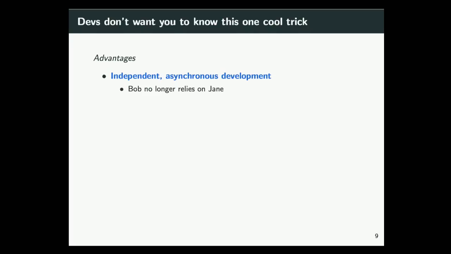Let me just talk a little bit about some of the advantages and disadvantages that we noticed when working on this. The main advantages, so the first is you get independent asynchronous development. Bob is no longer reliant on Jane, so when Jane leaves, it doesn't matter. Bob can still work on developing his package because all he has to worry about is what the input-output is, okay? So you get that advantage.